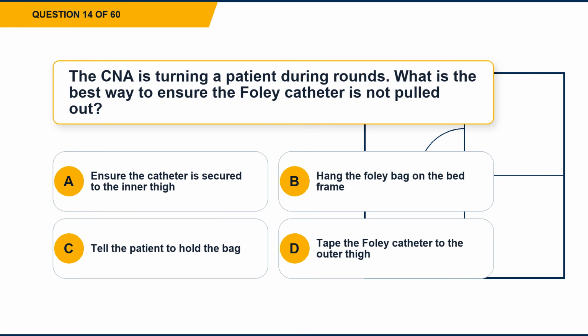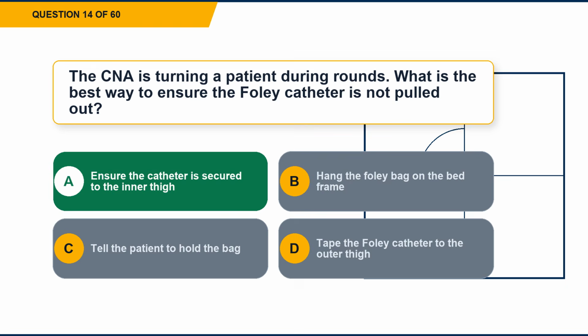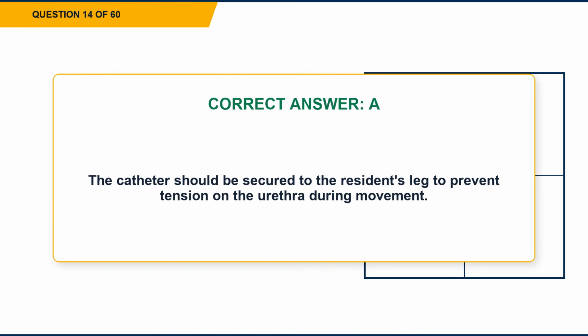Question 14. The CNA is turning a patient during rounds. What is the best way to ensure the Foley catheter is not pulled out? Option A. Ensure the catheter is secured to the inner thigh. Option B. Hang the Foley bag on the bed frame. Option C. Tell the patient to hold the bag. Option D. Tape the Foley catheter to the outer thigh. The correct answer is option A. Ensure the catheter is secured to the inner thigh. Explanation. The catheter should be secured to the resident's leg to prevent tension on the urethra during movement.